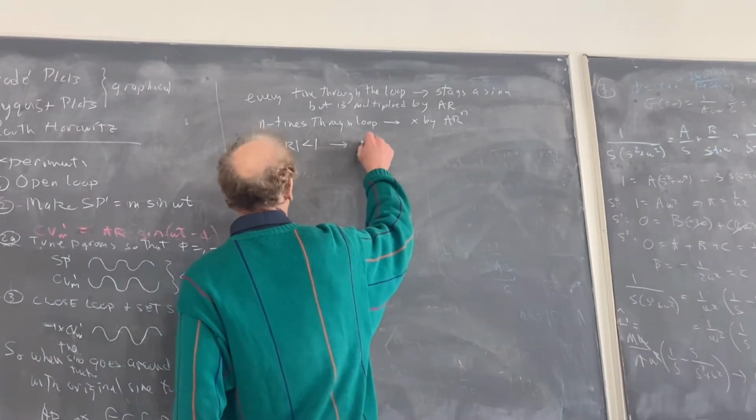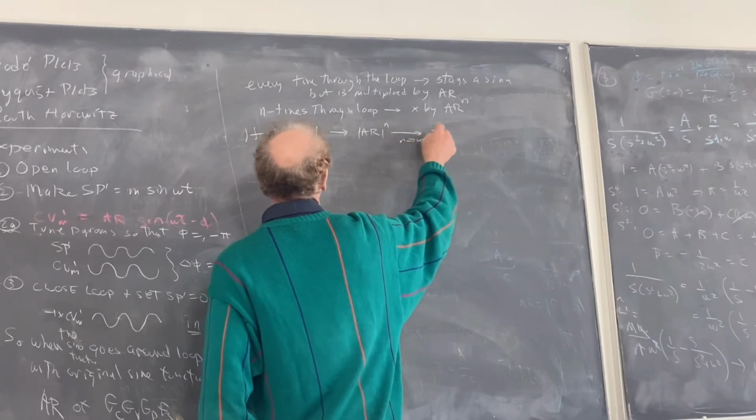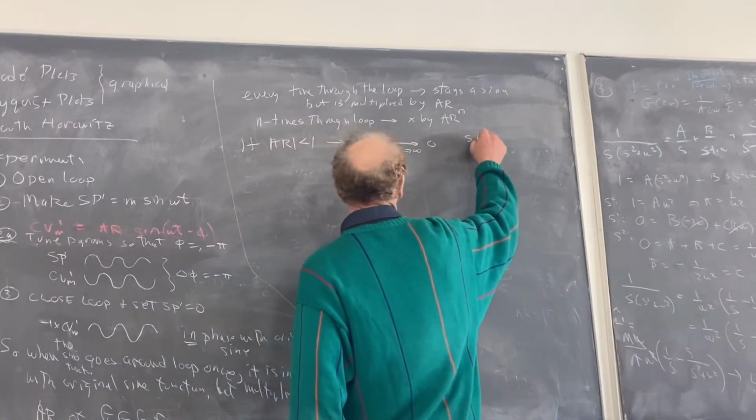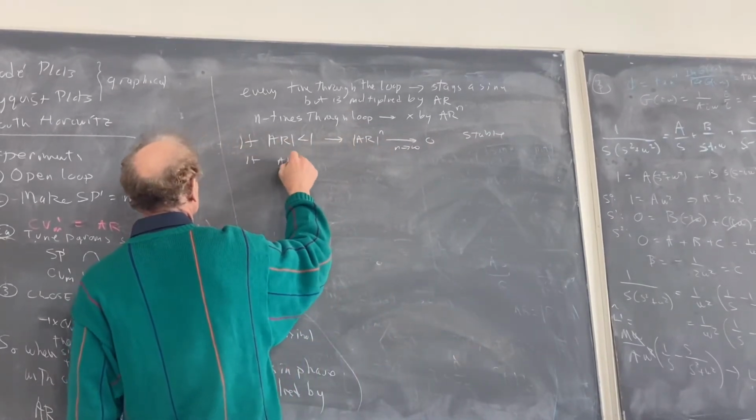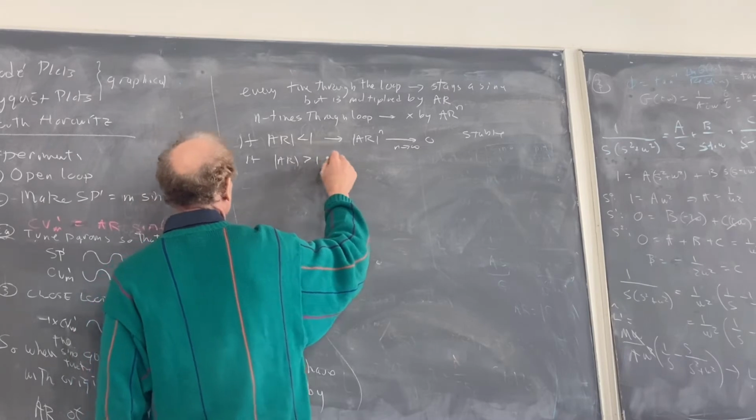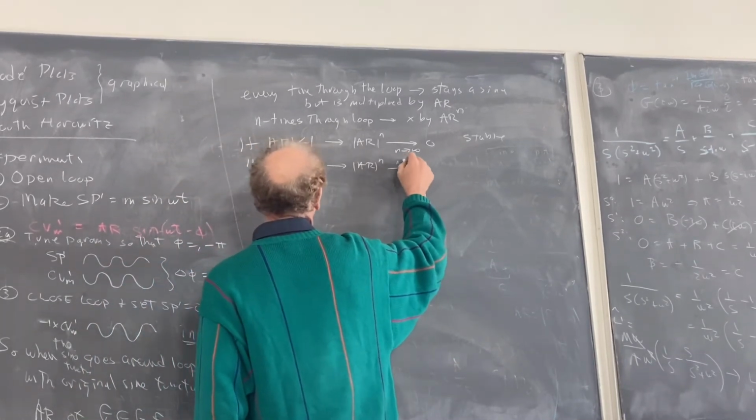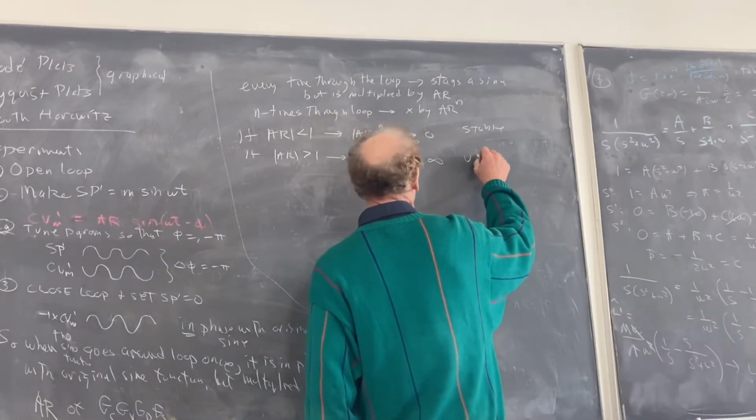So AR to the n, as n goes to infinity, goes to 0. So that's stable. But if the amplitude ratio is greater than 1, then AR to the n, as n goes to infinity, blows up. And that's unstable.